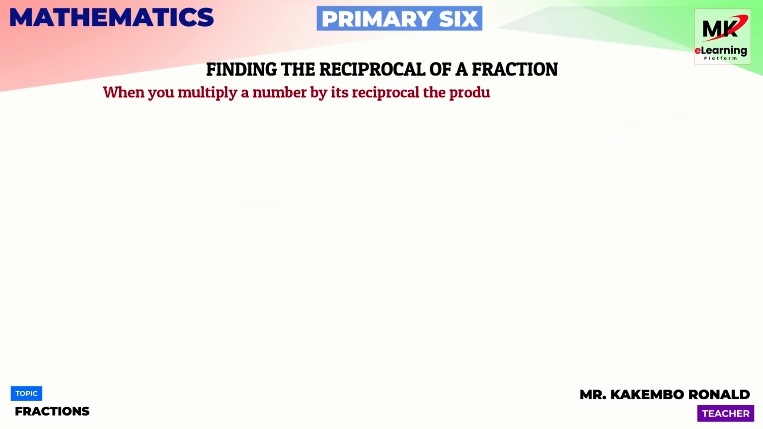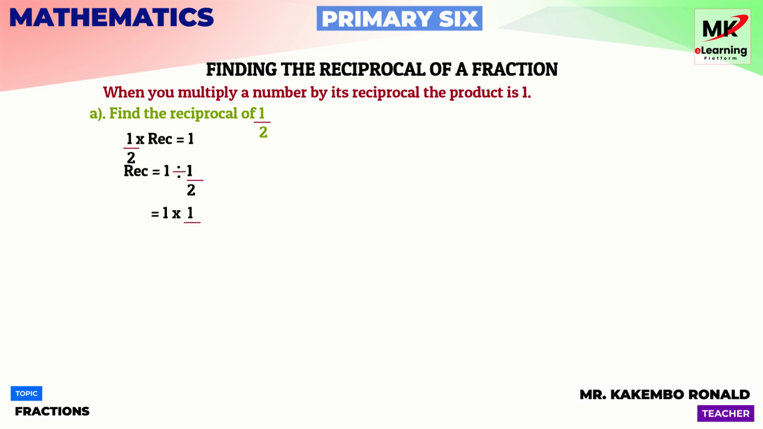When you multiply a number by its reciprocal, the answer should be 1 whole. When you multiply a number by its reciprocal, the product is 1. Now, if I say find the reciprocal of a half, I write a half times the reciprocal, the answer is 1. To get the reciprocal, we divide, and when we divide, the answer becomes 2 over 1.